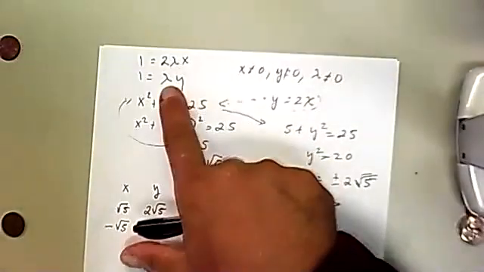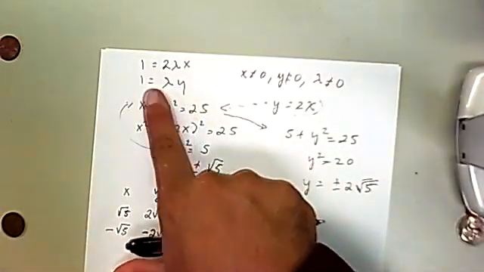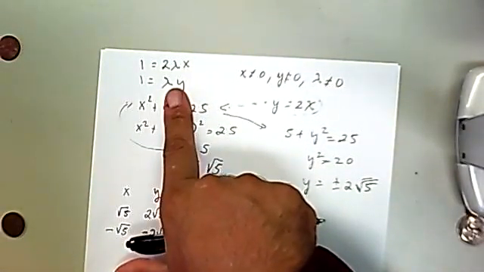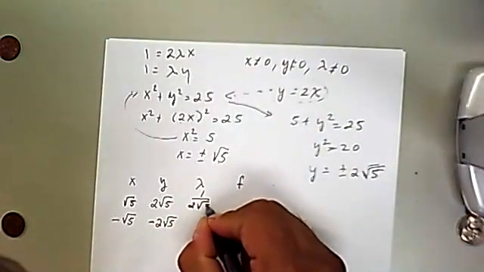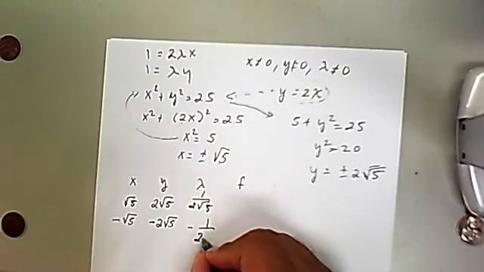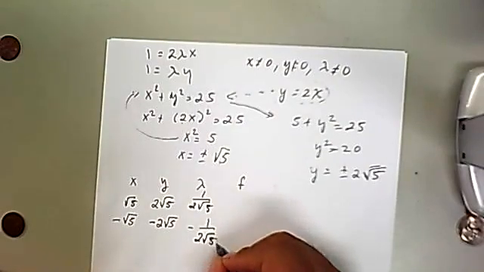The lambda, based on this equation, is going to be 1 over the y value. So 1 over 2 times square root of 5, and negative 1 over 2 times the square root of 5.